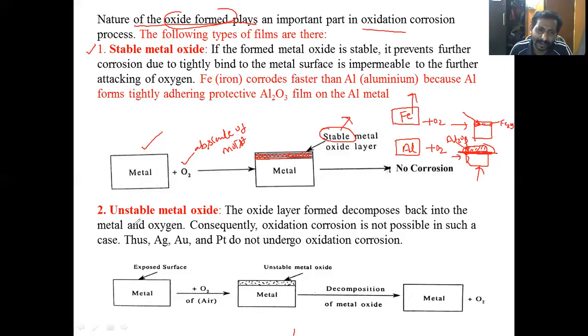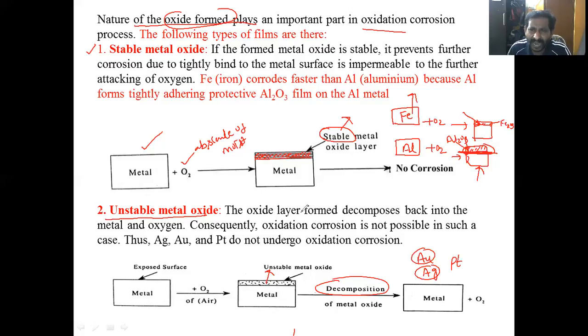Coming to another category of oxide layer: if the obtained metal oxide is unstable. Once again, take the metal that reacts with the oxygen in the presence of air and forms the oxide layer. The obtained metal oxide layer is unstable. Unstable means easily decomposed. So once again the metal oxide layer is easily decomposed, the fresh metal surface is obtained, and the oxygen is removed. Mostly this type of corrosion happens in noble metals like silver and platinum.